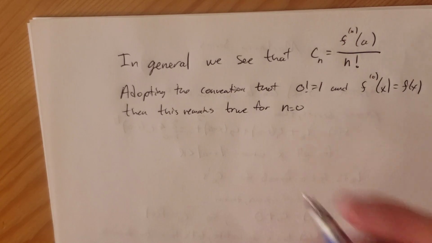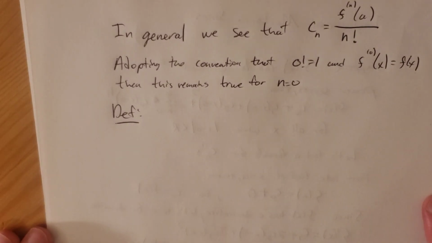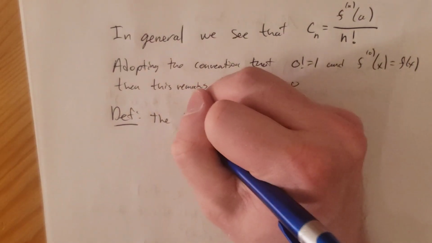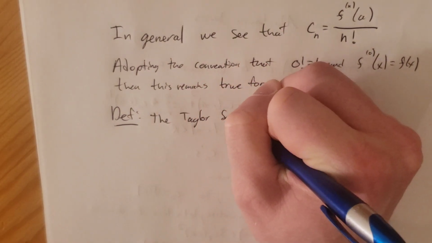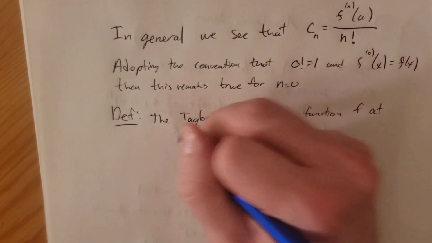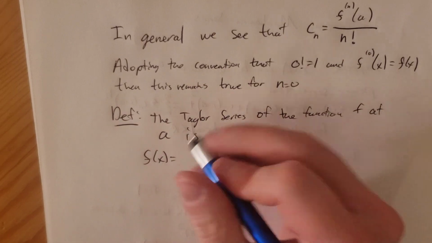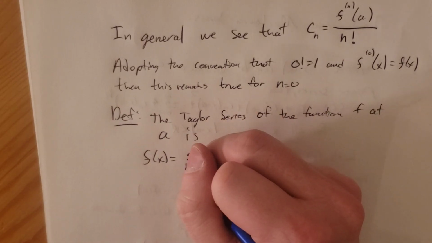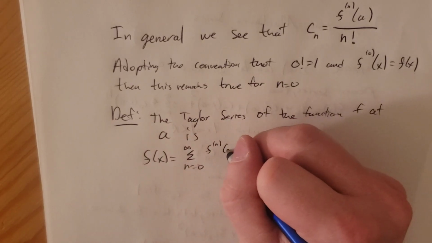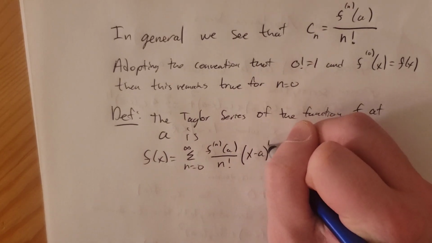All right, this leads us to 2 definitions, and that's where we'll end this video. Write these 2 definitions down, and then in the next video we'll go over a couple of examples using all of this. The Taylor series of the function f at a is... So we take f of x is equal to the power series, or what we call a Taylor series, from n equals 0 to infinity, of the nth derivative of f evaluated at a over n factorial times x minus a to the nth power.